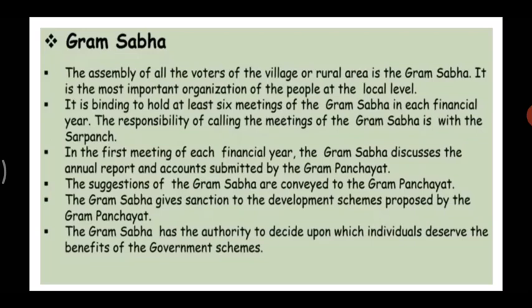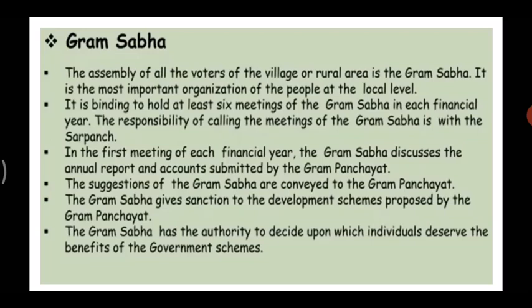It is compulsory to hold at least 6 meetings of the Gram Sabha in each financial year. So it is compulsory that they have 6 meetings in a year. Now, a financial year is a period from, for example, 1st April to 31st March. For example, 1st April 2020 to 31st March 2021.